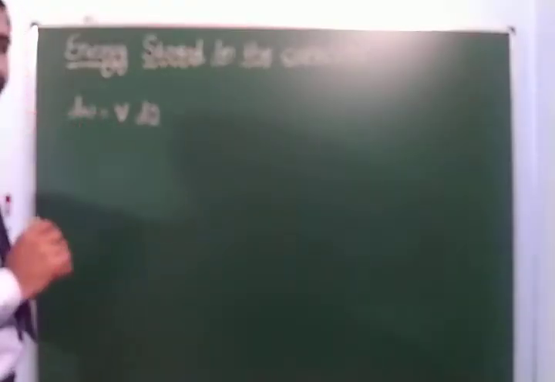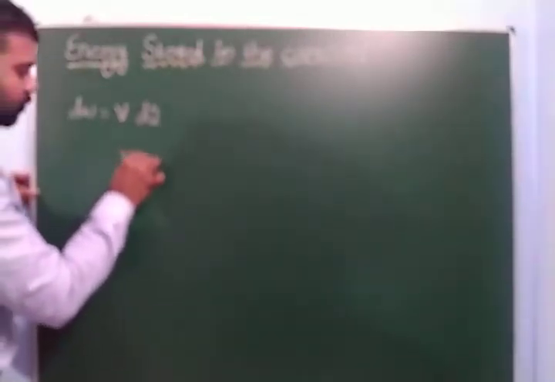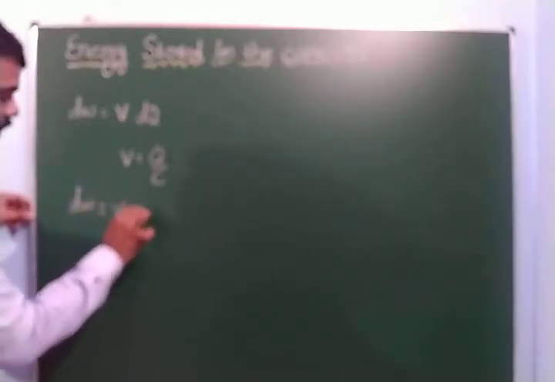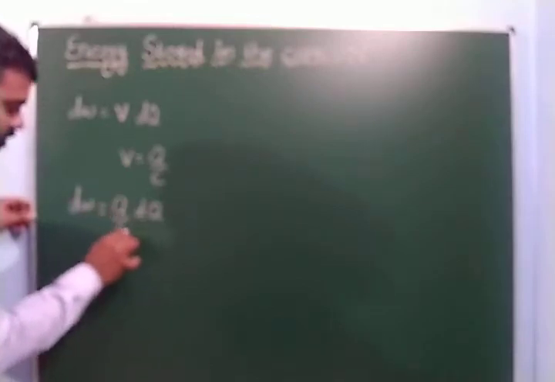Already we know C is equal to Q by V. So V can be written as Q by C. So substituting here, dW is equal to V dq, that is, we can write Q by C dq. So this is a small work done.